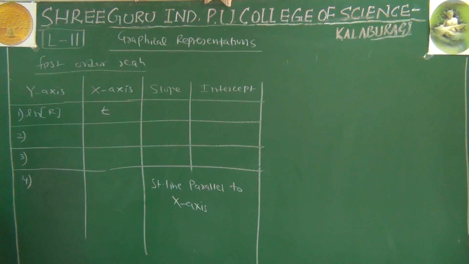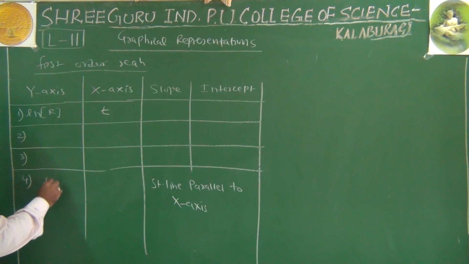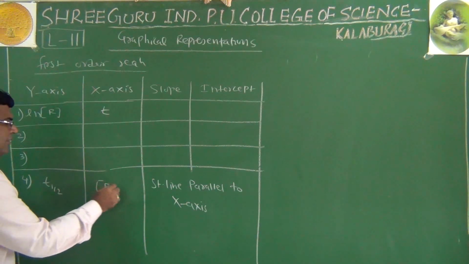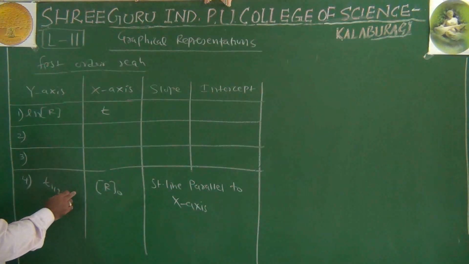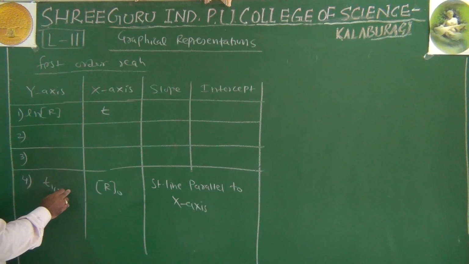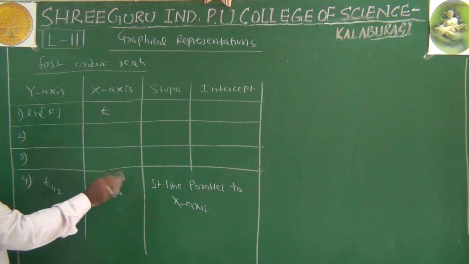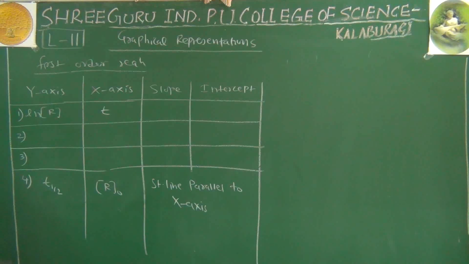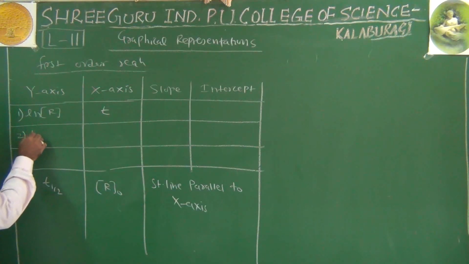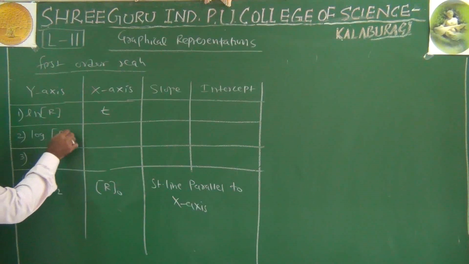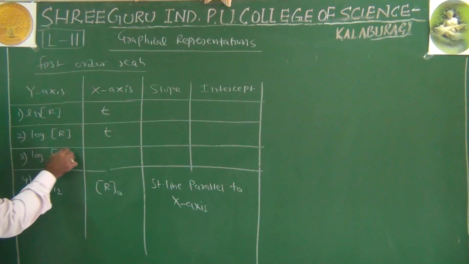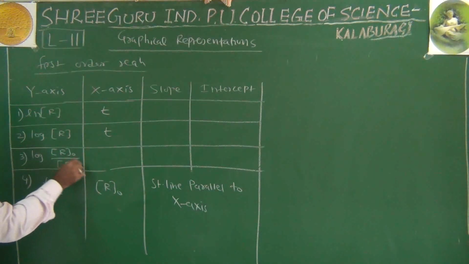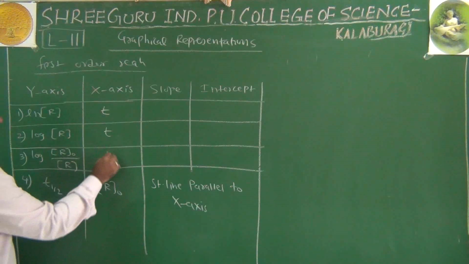We also get a straight line parallel to the x-axis in first order reaction. That graph is between half-life period and the initial molar concentration, because half-life period is equal to 0.693 by k, and that equation does not involve the initial molar concentration of reactant, so we get a straight line parallel to the x-axis. The remaining two graphs are, we have to convert this to log to the base of 10 of R, and this is time t, and another one is log of the initial molar concentration of reactant at time t, and this t.